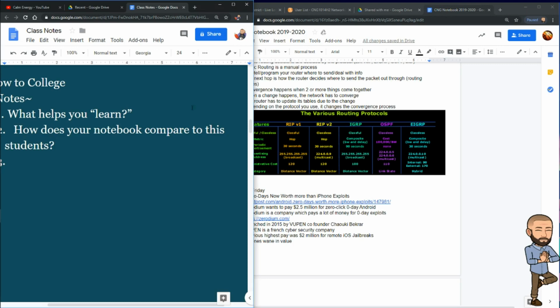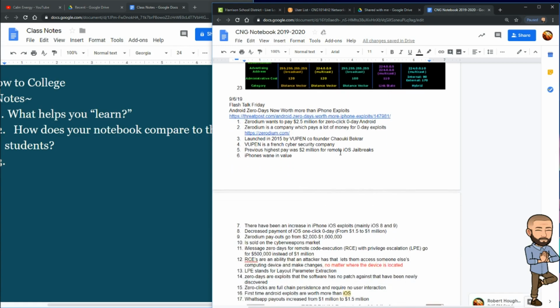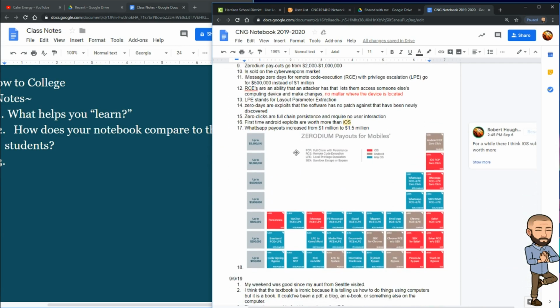So at this point, as I've gone through the notebook quite a bit, I wonder, how is your notebook comparing to this one? Do some self-reflection here, maybe honest reflection, and go ahead and answer that.